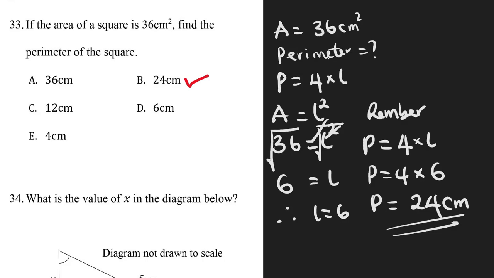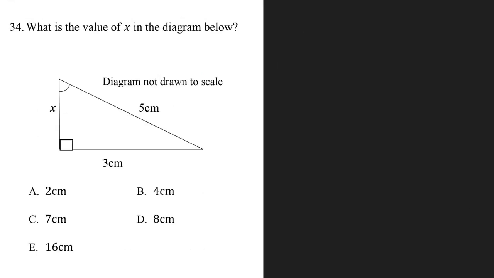So let's move to question 34. Question 34 says, what is the value of x in the diagram below? So the question is, what type of triangle is this? This is a right angle triangle because it has 90 degrees in it. So how do we solve the sides of a right angle triangle? Of course, there is what we call the Pythagoras rule, right?